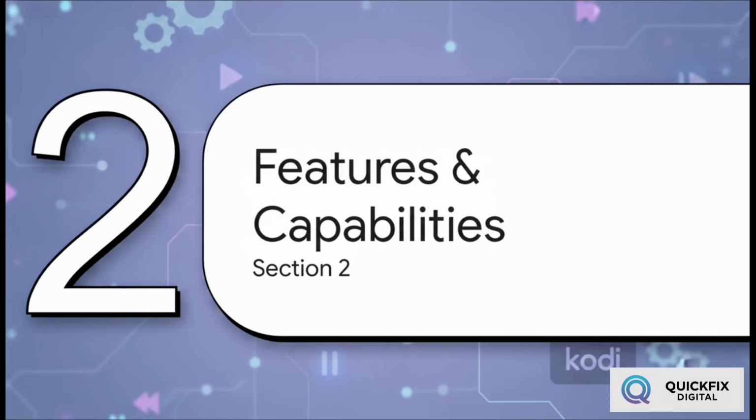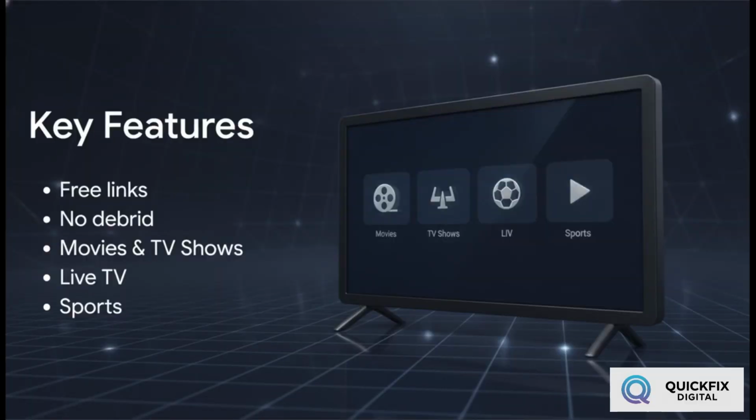Moving on to Section 2, Features and Capabilities. So despite being so incredibly lightweight, Gratis Red actually packs quite a punch when it comes to content. You get your standard movies and TV shows, of course, but it goes a step further by throwing in dedicated live TV and sports sections, too. It's totally tailored for anyone who just wants quick efficiency but doesn't want to sacrifice variety to get it.